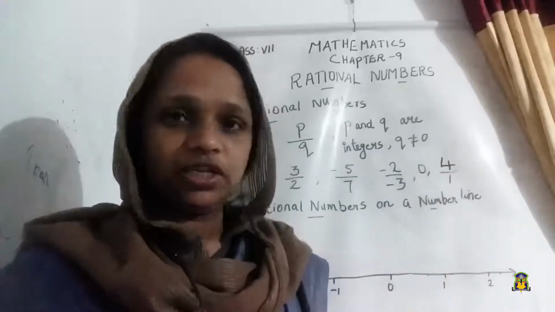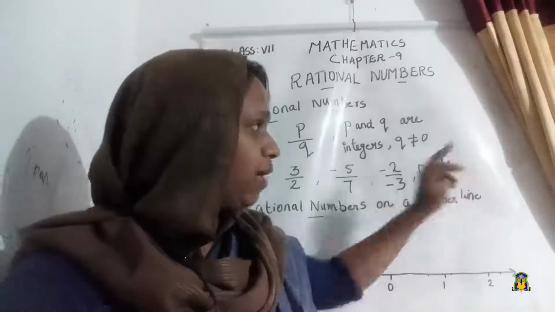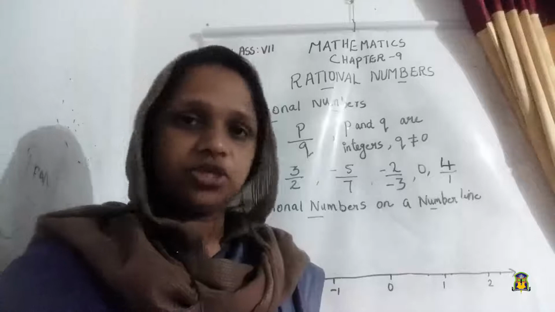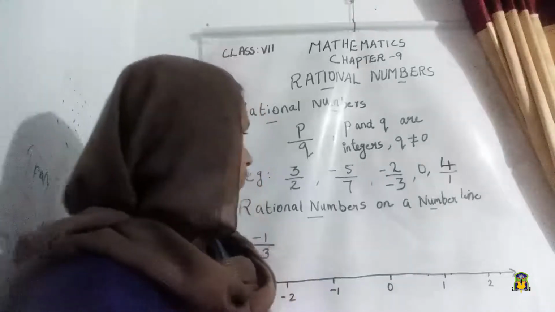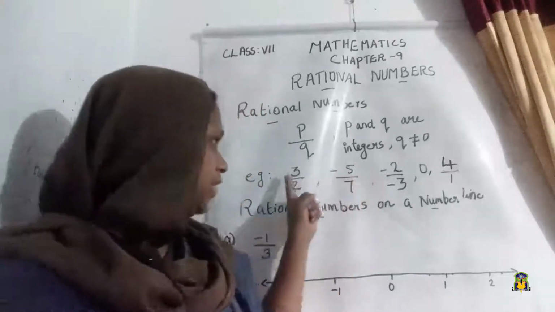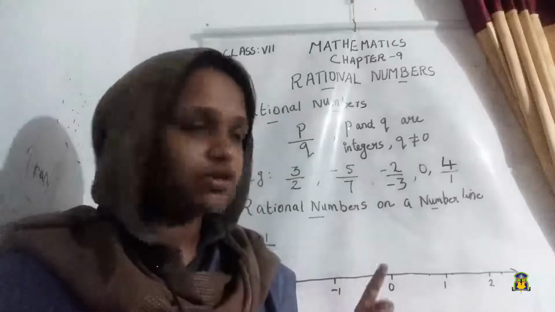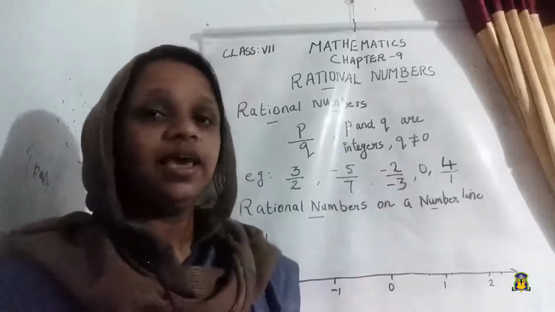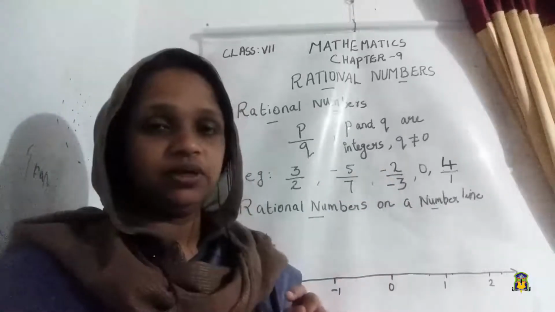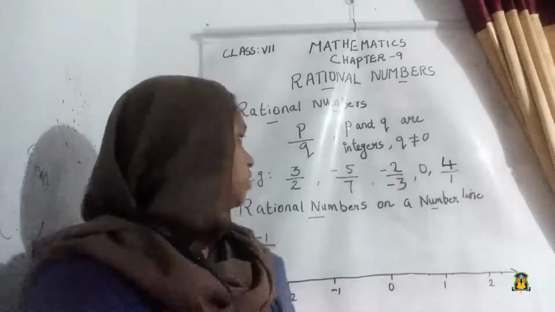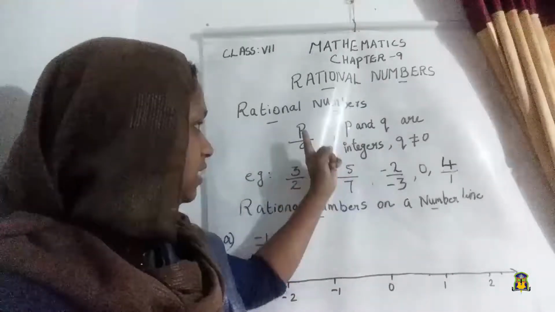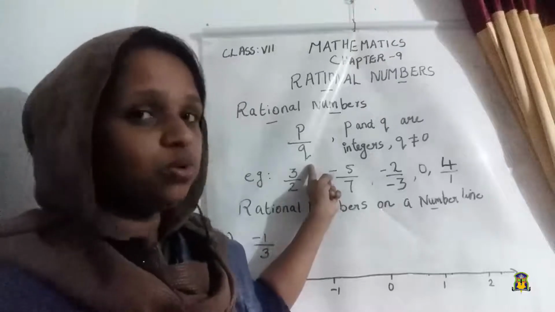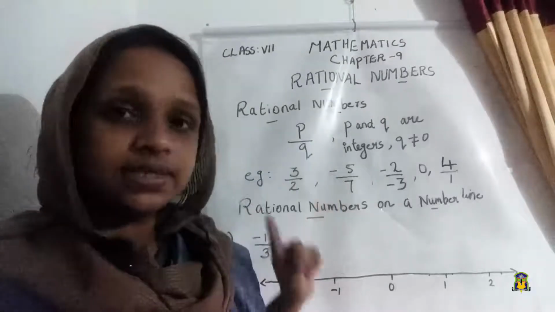Next, 4 by 1. Yes, 4 by 1 is a positive rational number. If both signs are positive, then it is a positive rational number. If both numerator and denominator are negative, then also it is a positive rational number. Got it? So a rational number is written in the form of P by Q, where P and Q are integers and Q is not equal to 0.